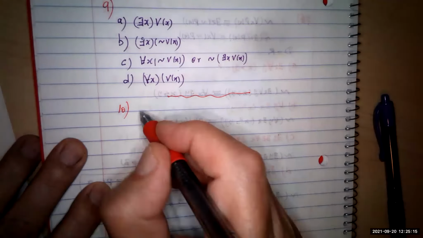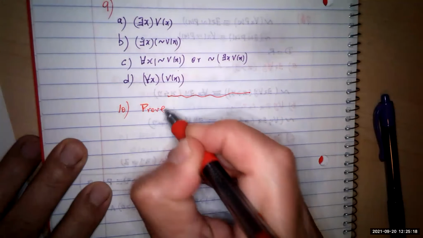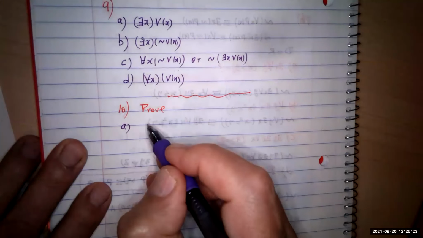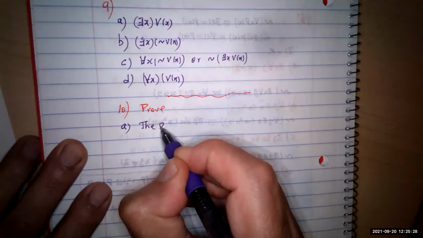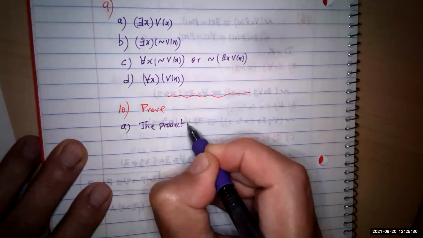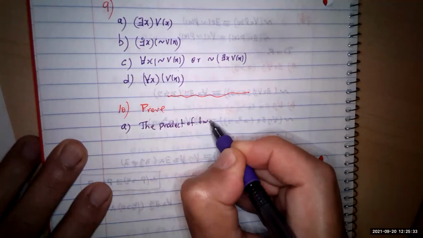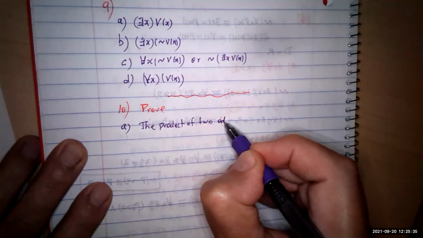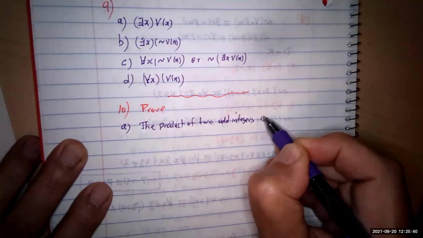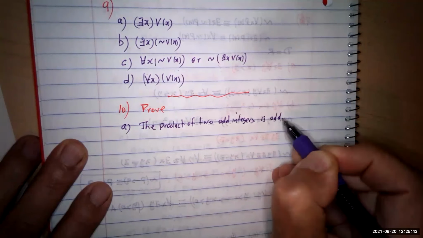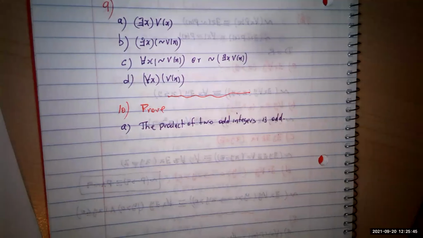And so we want to prove the first part. For example, the first part, we want to prove that the product of two odd integers is odd. Remember, you cannot give us an example. I've seen some people that give us an example, say, oh, 3 times 5 is 15. Yes, that's one example. You have to prove it.